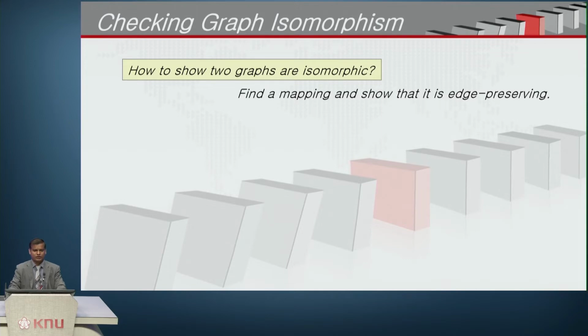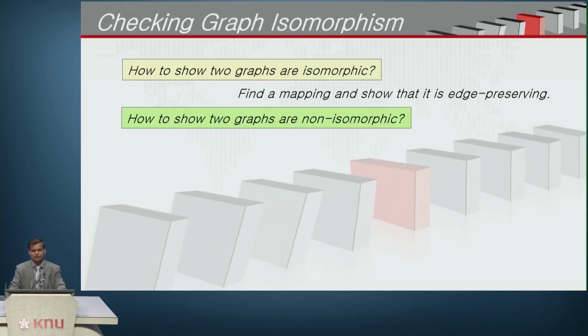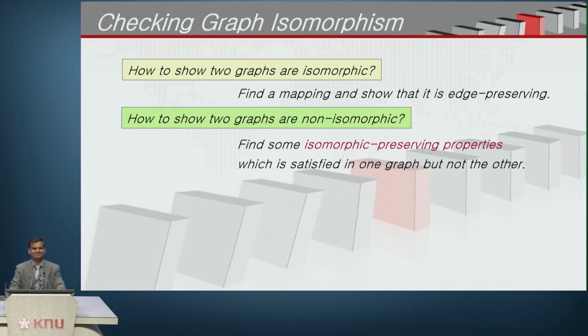Find a mapping and show that it is edge preserving. Try to find a map for each and every edge equivalent in both graphs. How do you show a graph is non-isomorphic? Find some isomorphism preserving properties, like edge preserving, which is satisfied in one graph but not in another. That's a simple way of disproving.